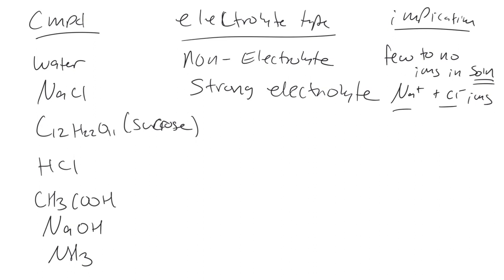And so not seeing the light bulb light up means that our sucrose, or our table sugar, is not an electrolyte. So that's also what we would call a non-electrolyte, because it's not lighting the light bulb up.